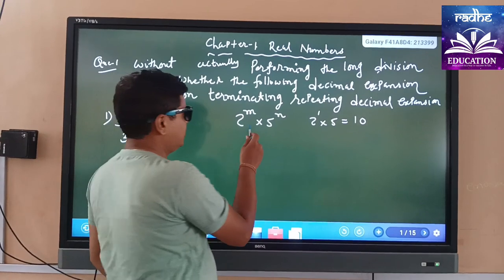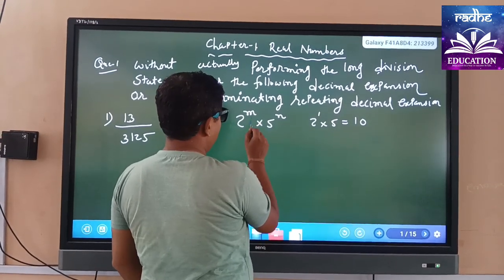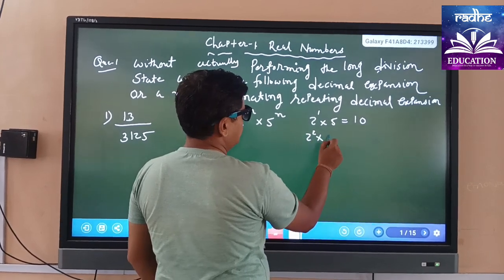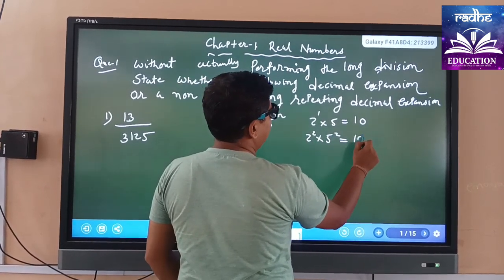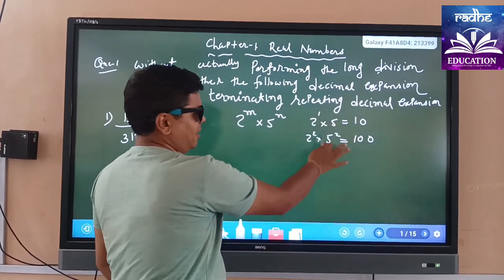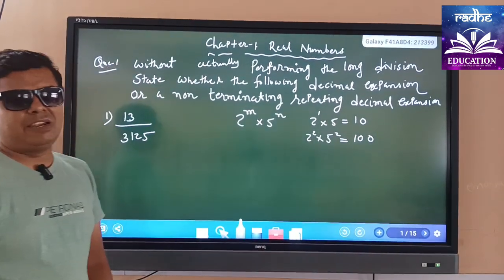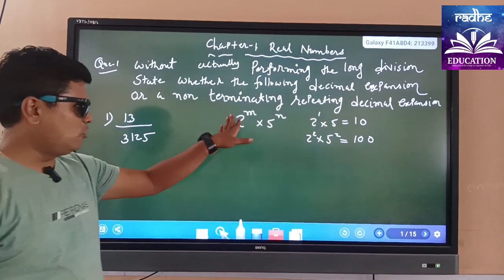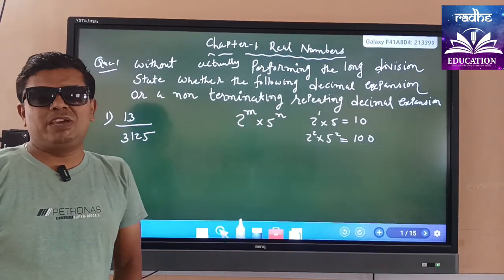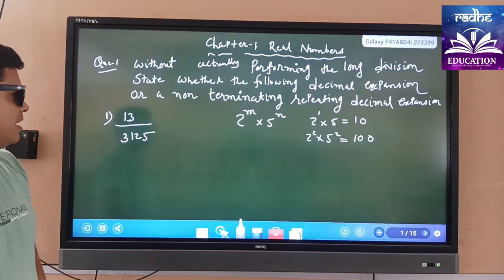If you take some other example, suppose you take m equals 2 and n also equals 2, then you get 100. So in all the cases where the denominator follows this form, we can say that it is a terminating decimal expansion. If it does not follow this form, 2 raised to m into 5 raised to n, then we can say that it's a non-terminating decimal expansion.